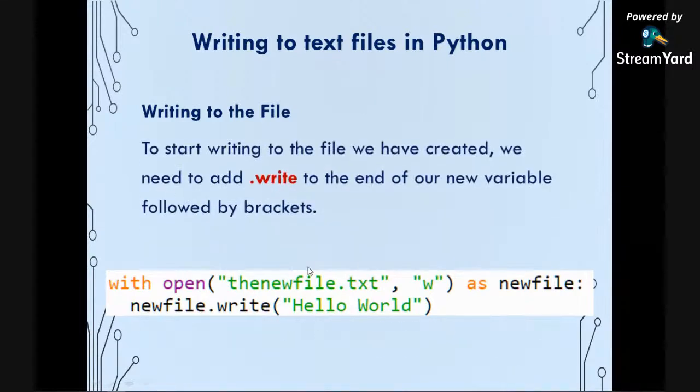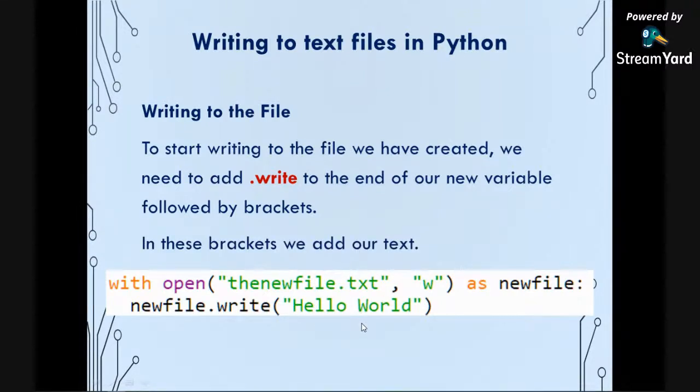So if we start writing to the file we've created, we need to add .write to the end of our new variable, followed by some brackets, and then obviously you write into the file what text you want to add.